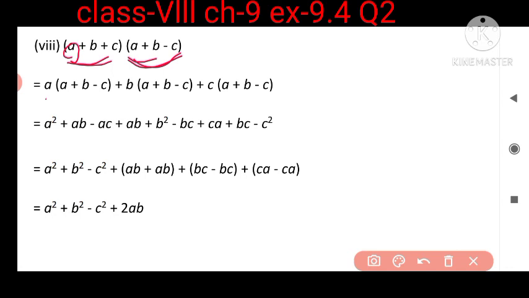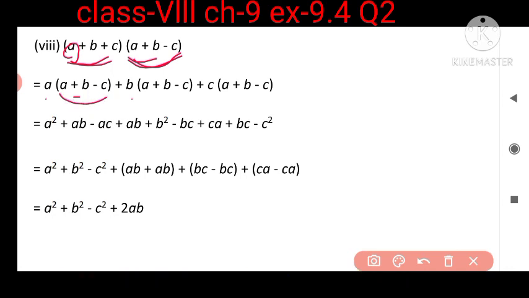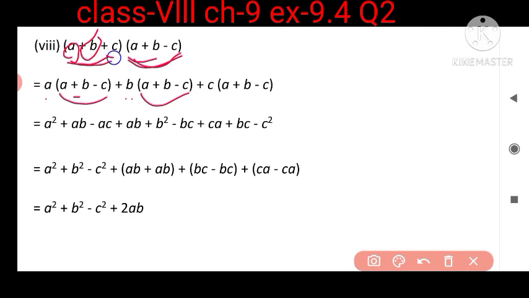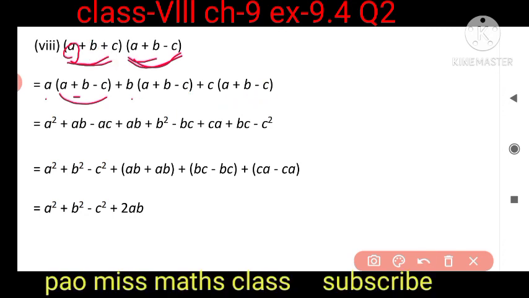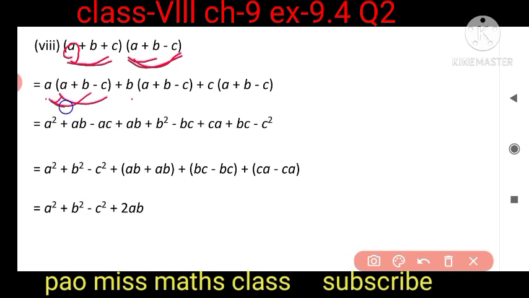So A multiply with all the second expression, then plus B. So here is plus B, so you will write plus B multiply with all the second expression. Then again plus C will multiply with all the second expression. Now we have to break the bracket. Okay, how you will break the bracket? Now A into A square, A into B, AB. Now A into minus C, minus AC.